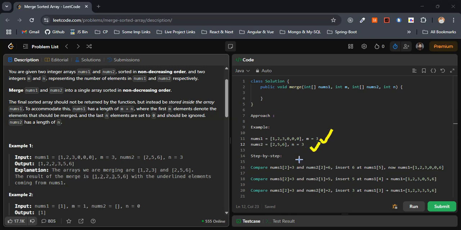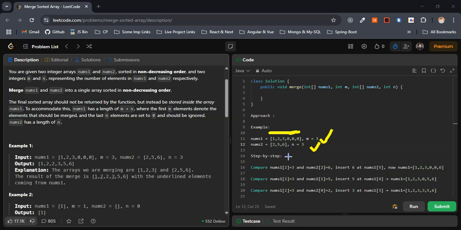In nums1 we have been given three values, and in nums2 we have been given three values, and the other three in nums1 are extra space. After merging, we have to merge within this space itself, this whole space, right? So I hope this is clear. So what is our goal? We have to merge from the end of both arrays using two pointers.